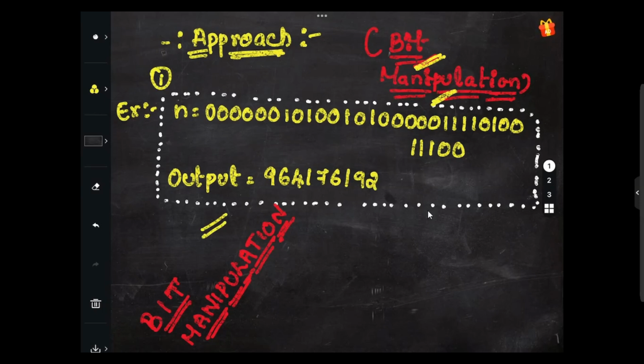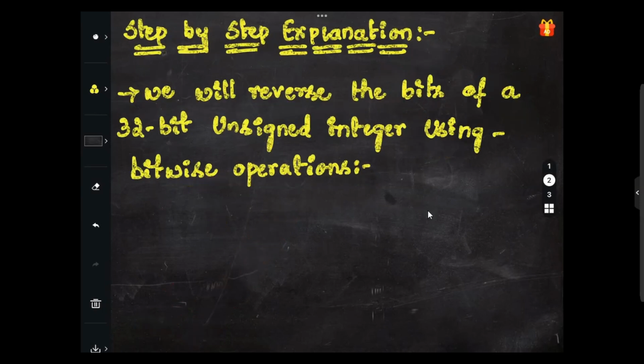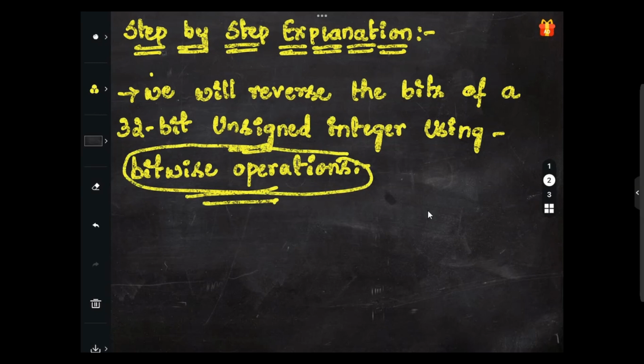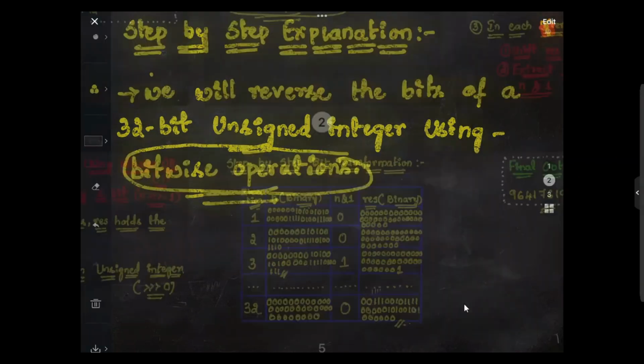I have considered the same first example that they have given in the question so that it will be easier to understand. Let's discuss our thought process and what we'll be doing, and finally how we can articulate that in the form of code after discussing all the edge cases. Let's discuss everything step by step. First thing here, we will reverse the bits of a 32-bit unsigned integer using bitwise operations. Just keep this in mind as we are going with bit manipulation.